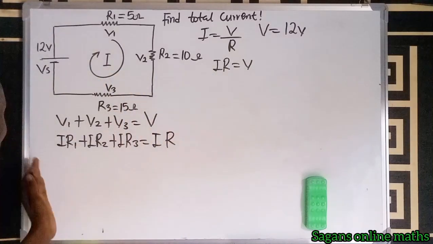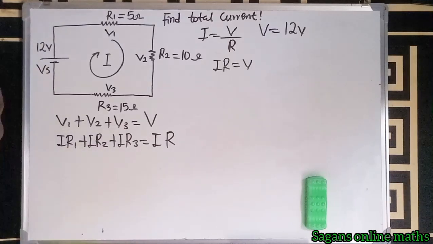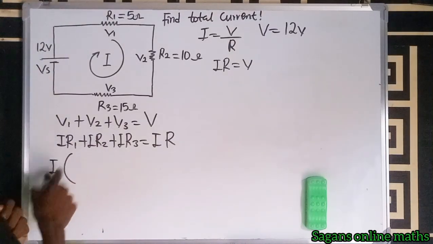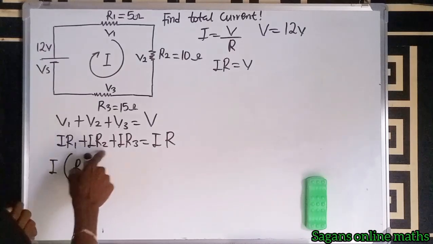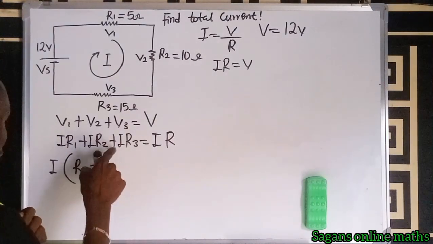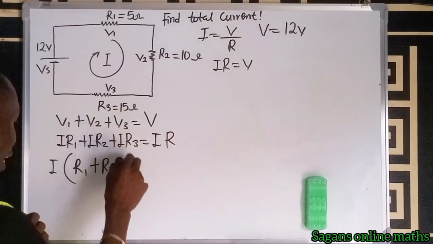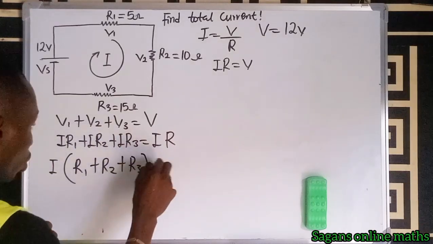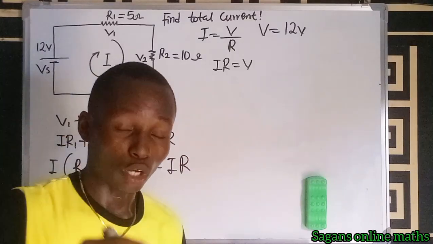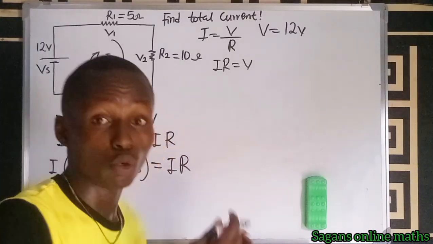Wow. Now let's factorize what is common. What is common here? You can see that I is common. We factorize I out, so we have I times R1 plus R2 plus R3, which is equal to I multiplied by R. Remember, we are looking for the total resistance in the series connection.